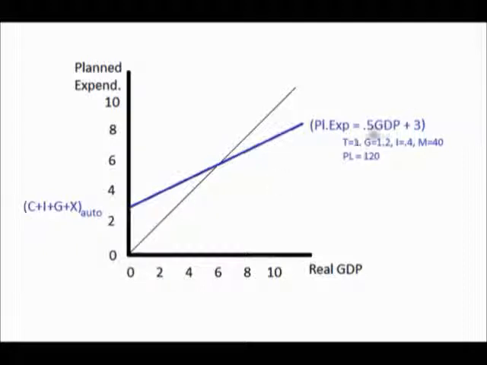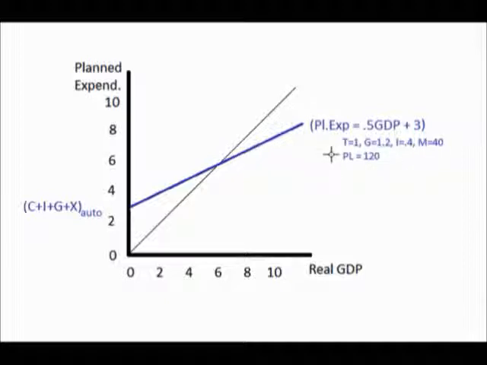And the equation for the planned expenditures function over here says that the slope is 0.5 times GDP plus the 3 trillion in autonomous spending. And remember that that 0.5 means that per additional dollar in real GDP or income, planned consumption goes up by half of a dollar. I also have a list of other variables here that we're going to refer to later.